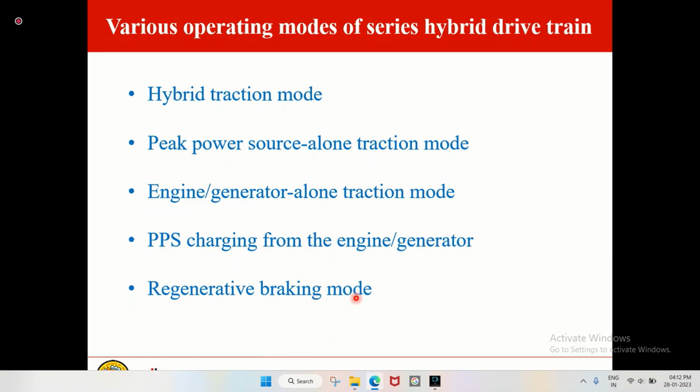And then regenerative braking mode. My vehicle is moving forward, I apply the brakes, and that's what is called regenerative braking mode. So these are some possible operating modes in the case of a series hybrid drivetrain. Now this is where the beauty of hybrid lies, right? We are talking about a variety of operating modes. That is not possible with, for example, conventional vehicles, or even with electric vehicles. So this is the flexibility that we get, which owes to the hybrid powertrain, which means more than one powertrain.